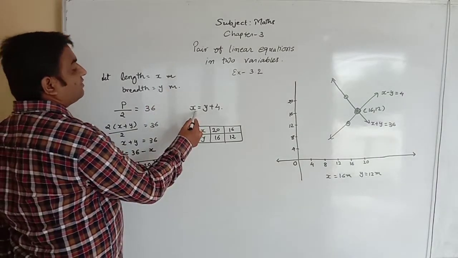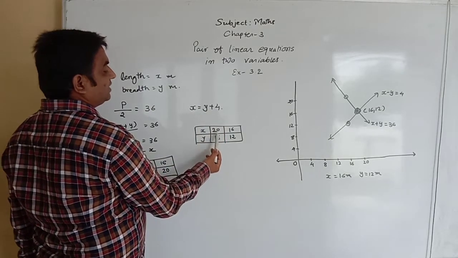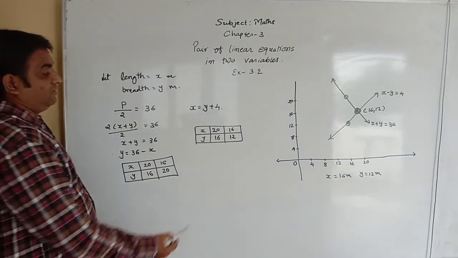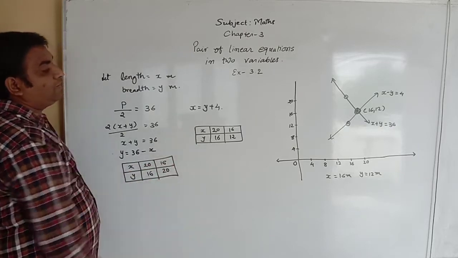Now for the second equation we say that length is 4 meters more than breadth. So x equals y plus 4. So x we take 20, then y is 16; x we take 16, then y is 12.